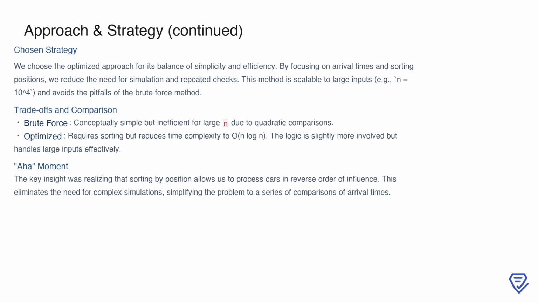Comparing the two, the brute force method is conceptually easier but suffers from quadratic time complexity, making it unsuitable for larger datasets. The optimized method, while slightly more involved, leverages sorting to reduce the time complexity to O(n log n), making it far more practical. The key realization, or aha moment, was understanding that sorting the cars by position allows us to process them in reverse order of influence, simplifying the problem to a series of arrival time comparisons. This insight not only simplifies the logic but also ensures the solution is both robust and scalable.